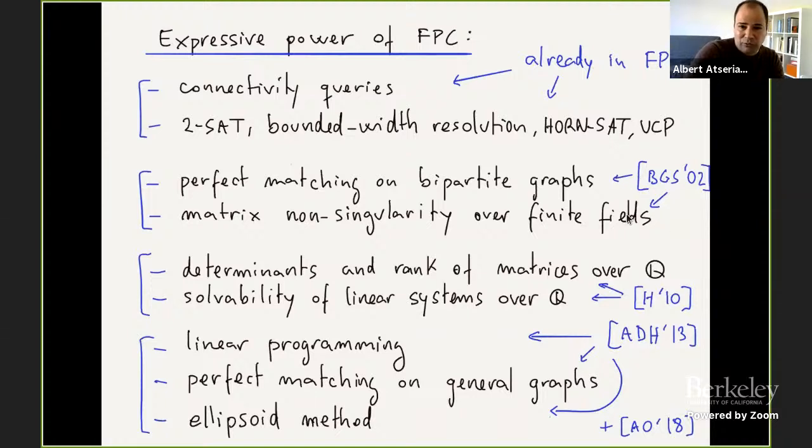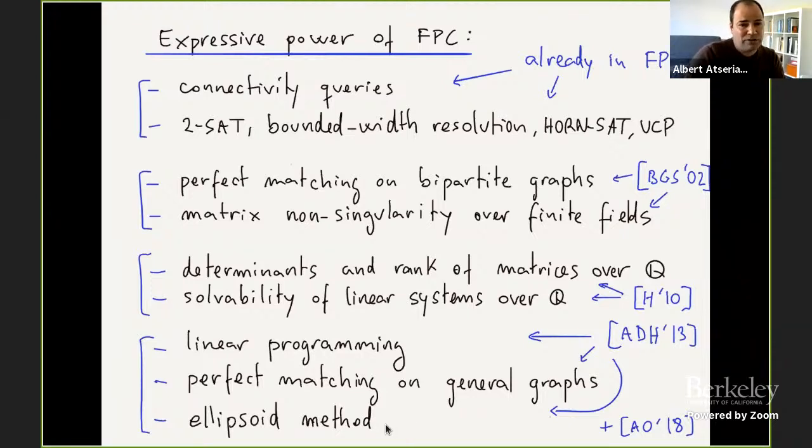Now, once you add counting, you can start doing things like perfect matching of bipartite graphs. And you can do matrix non-singularity over finite fields. You can do algebraic things. You can also do determinants over the rational numbers. You can solve linear systems of equations. You can do linear programming. You can do perfect matchings on general graphs. You can even do the ellipsoid method.